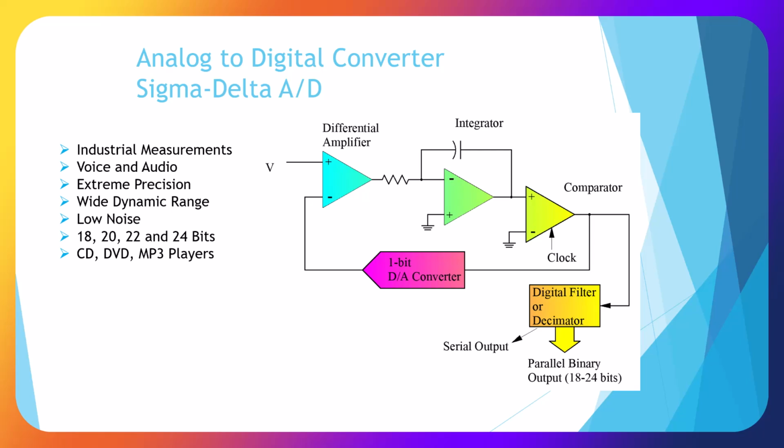So what happens, we have a signal that comes into a differential amplifier, where it's subtracted from the feedback from a 1-bit DAC, goes to an integrator which averages that signal, goes to a comparator, which is the clock, and then it comes out as a digital parallel or serial output.